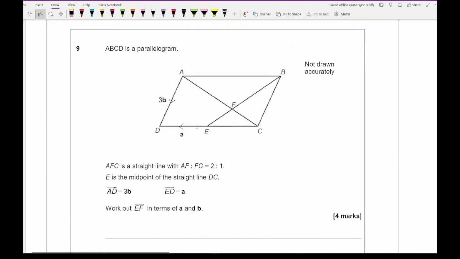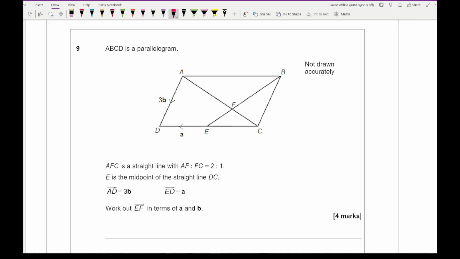Moving on to question 9, it says that ABCD is a parallelogram. AF is on a straight line with AF to FC equals 2 to 1. E is the midpoint of the straight line D to C, and AD equals 3B and ED equals A. Work out E to F in terms of A and B. So first of all, let's start by labeling what we know.